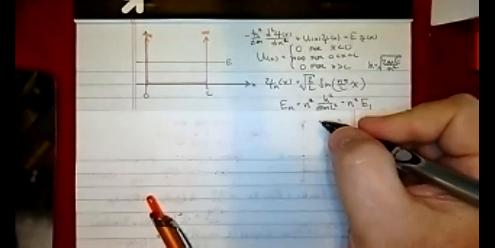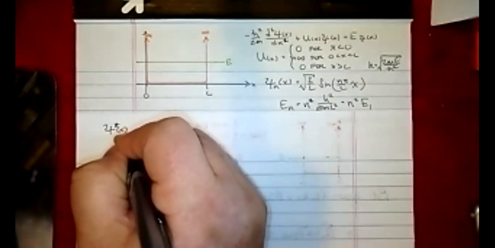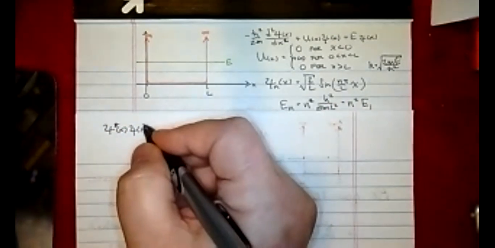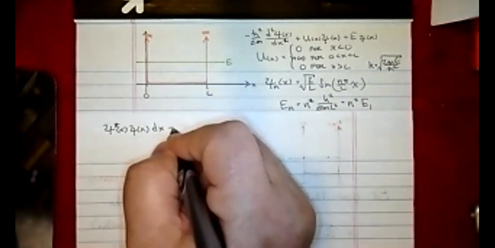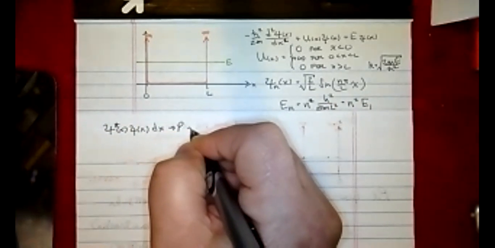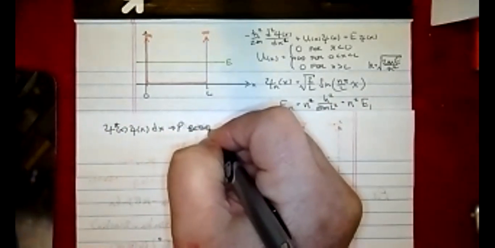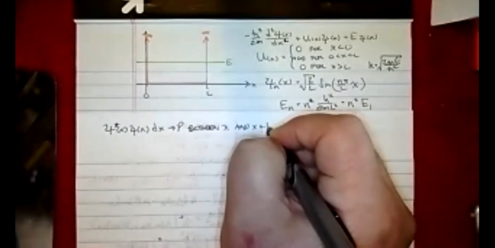But right now, what I'm going to do is graph the probability density. In quantum mechanics, the probability density is just this quantity called psi star psi. So psi star of x times psi of x is the probability density. Once you multiply it by dx, it's essentially the probability of finding the particle between x and x plus dx.